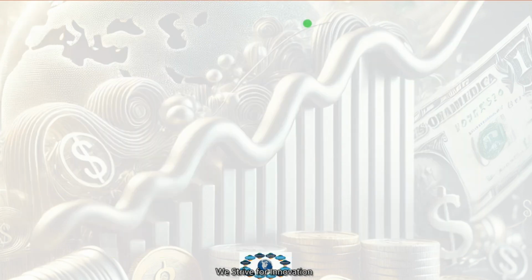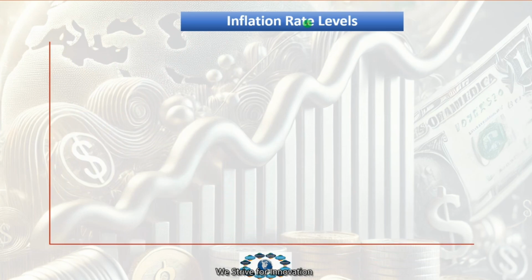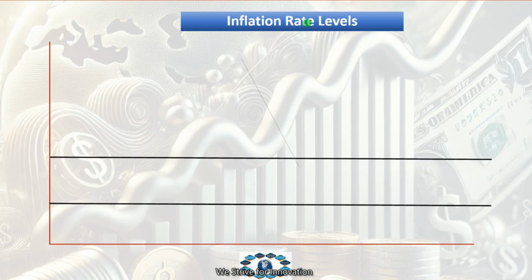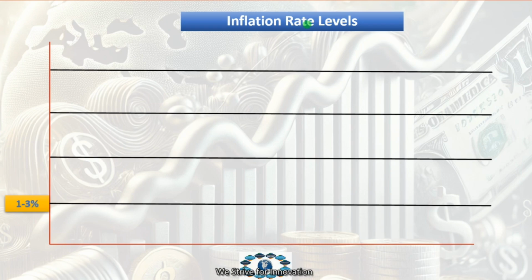So now let's see how the inflation rate levels are. We have 4 levels we will address here. The first level will be between 1 and 3%, then between 3 to 5%, and then above 5%, or the worst, above 50% per month.